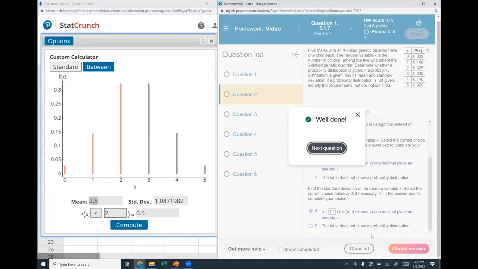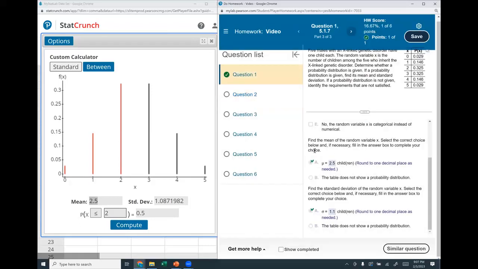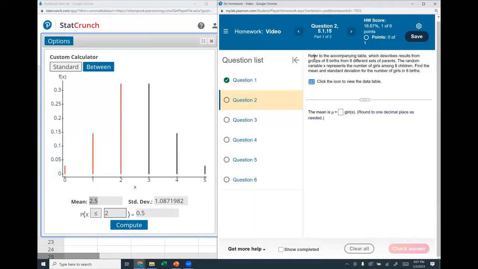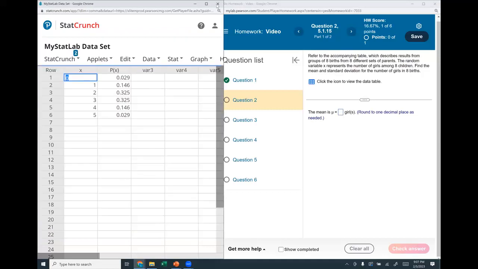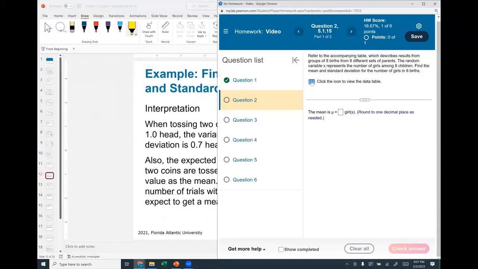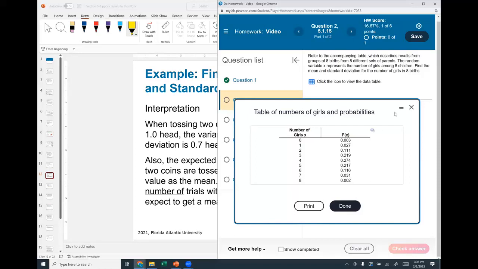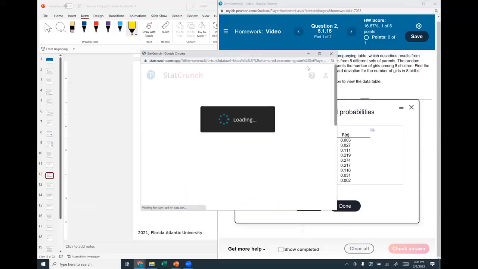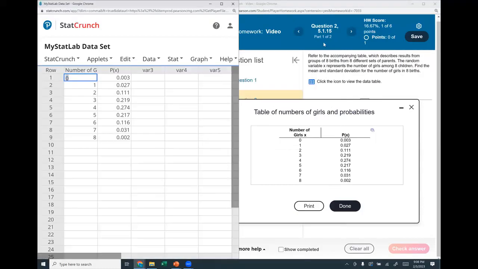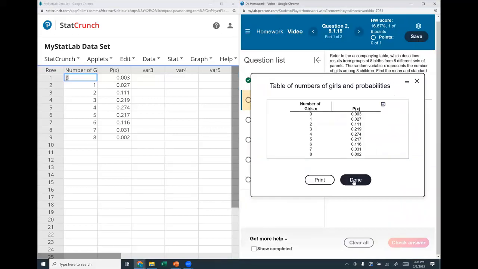Okay, so I showed you how to calculate it, but you don't have to calculate it. Okay, and we're going to stop here right now because the next question, oh no, that's not true. The next question is part of what we're doing. So we got that one right. Let's go to question number 2. And let's open this and get our StatCrunch open. Okay, we're done with this.